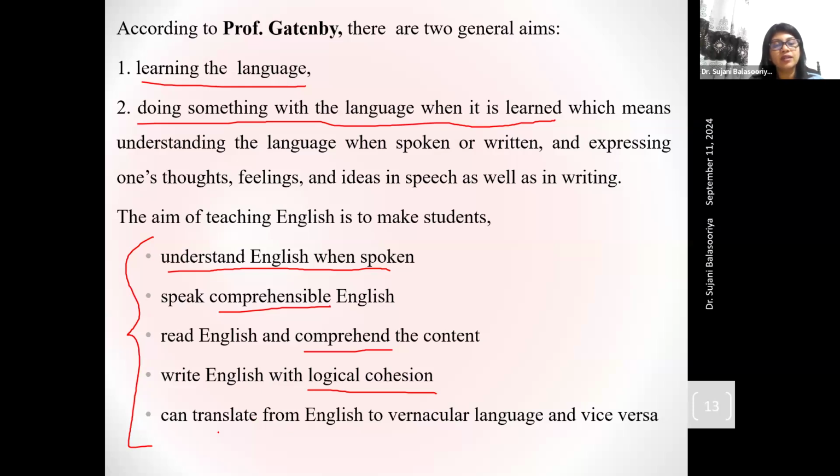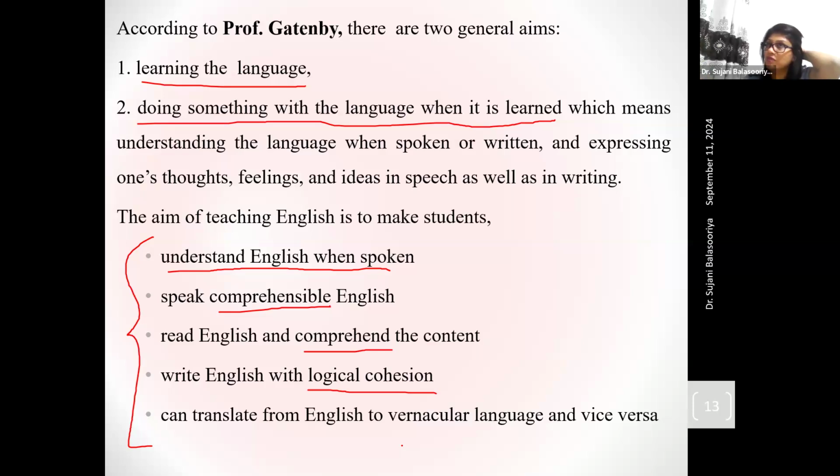And also can translate from English to vernacular language and vice versa. This is also a skill required from the students. So this is one aim. The student should be able to translate text from English to vernacular language, meaning probably their native language, the local language. Vernacular language means the language which is used in the local area, maybe in the country, the state language.